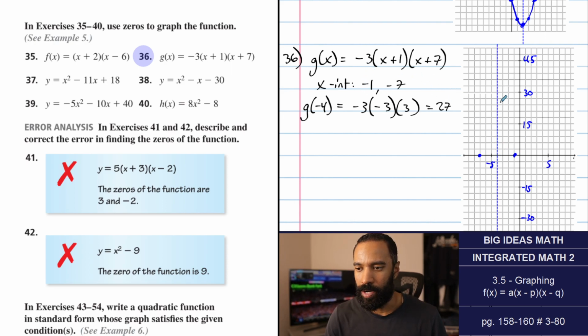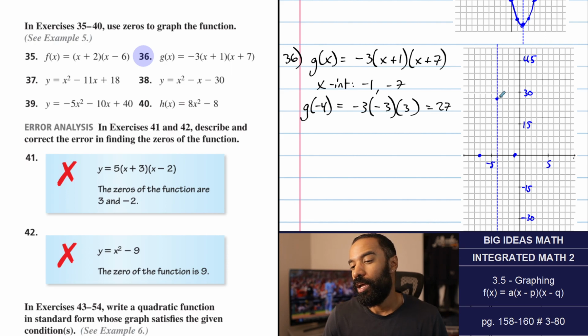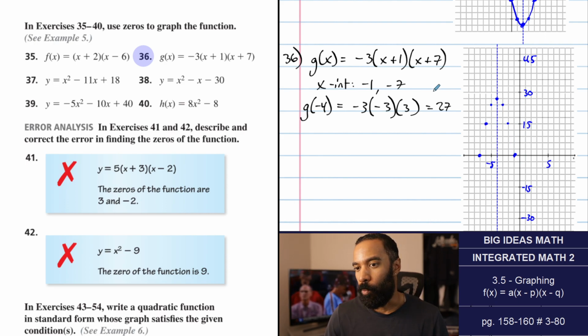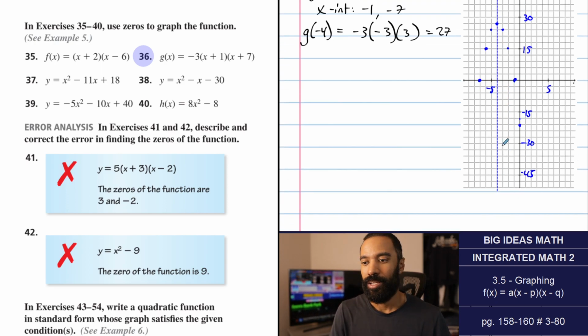-4, comma 27. 18, 21, 24, 27 is right here. If I go over 1 down 1, that will indeed be truly over 1 down 3 because my scales go by threes. So perfect. 1, 1, 2, 4, or 2, 12. 3, 9, or 3, 27 is right there. The y-intercept, -21. So -18, -21 is right there. That's over 4 down 16, or down 48.